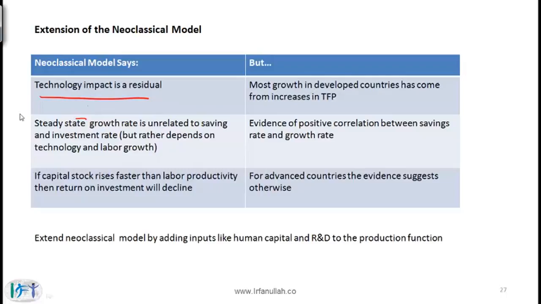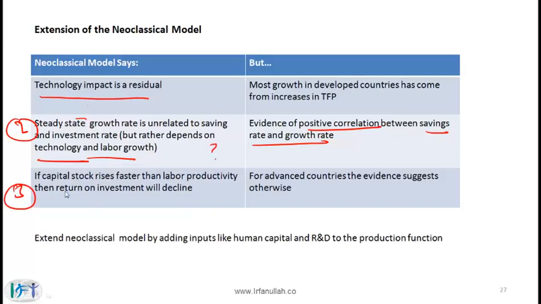Another point is that steady state growth rate, according to the neoclassical model, is unrelated to saving and investment rate. We've seen this in an earlier example. According to this model, the growth rate really depends on the growth of technology and the growth of the labor force. That's what the model says. But what does empirical evidence suggest? Empirical evidence suggests that there is a positive correlation between saving rate and growth rate. So this to some extent breaks down.